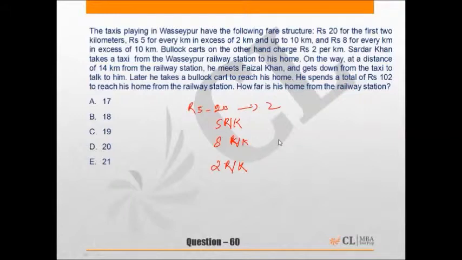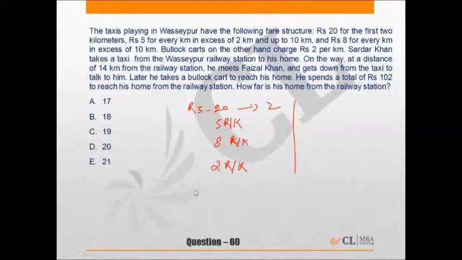Sardar Khan, who travels from the railway station to his home, goes the first 14 kilometers through taxi and the rest of the distance by bullock cart and pays a total of 102 rupees, and we have to find the distance between his home and the railway station.